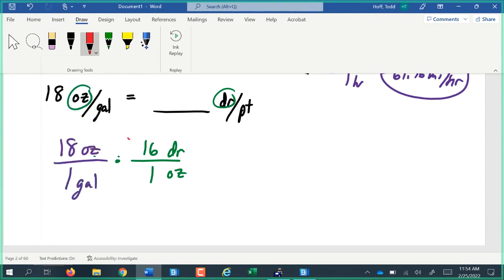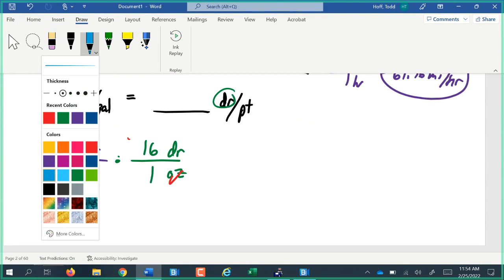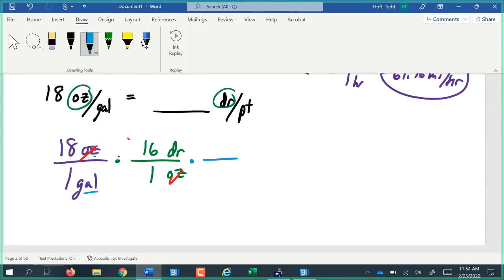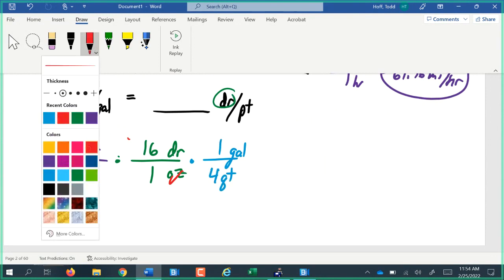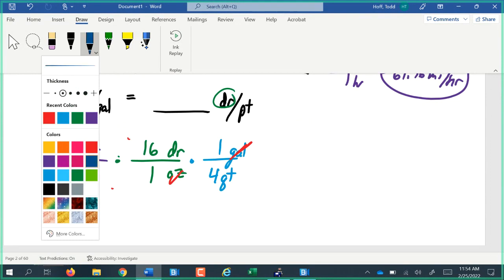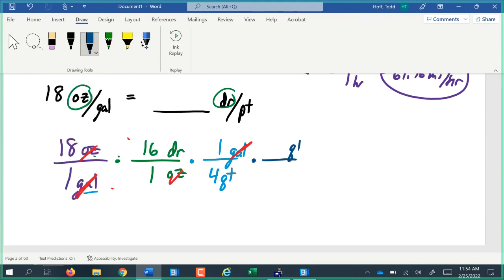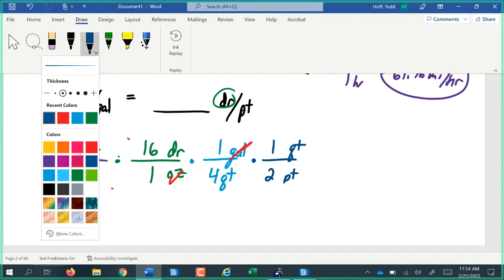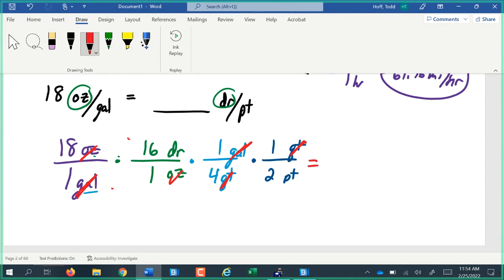So now ounces are gone. We're in drams per gallon. We have to get rid of gallons. So gallons are on bottom, I'll put gallons on top. 1 gallon is, well, 4 quarts would be the next step. So the gallons are gone. We're now in drams per quart, which is 1 step closer. We have to get rid of the quarts and go to pints. We know that 1 quart is 2 pints. So the quarts cancel out, and we again are now in drams per pint, which is exactly the unit we're looking for here.